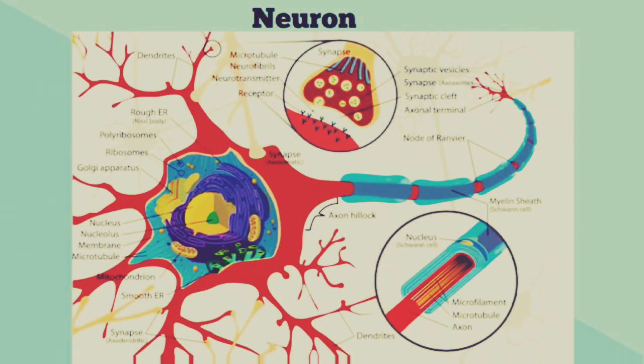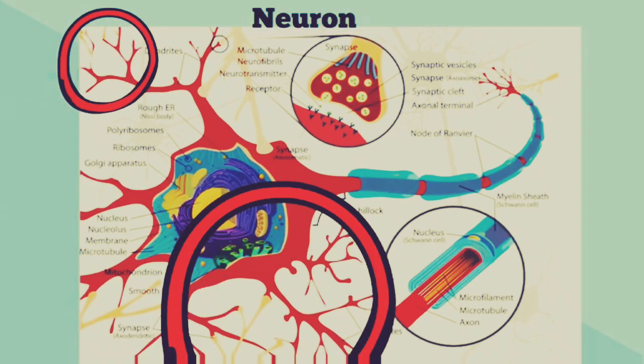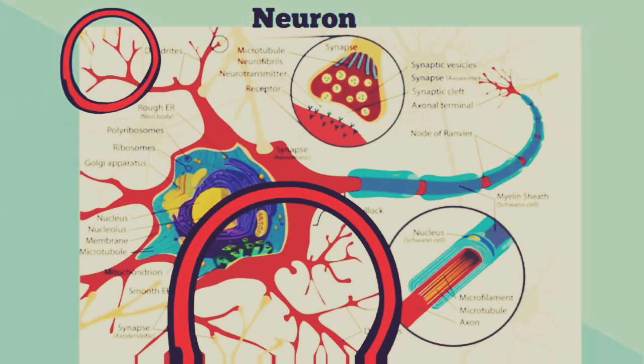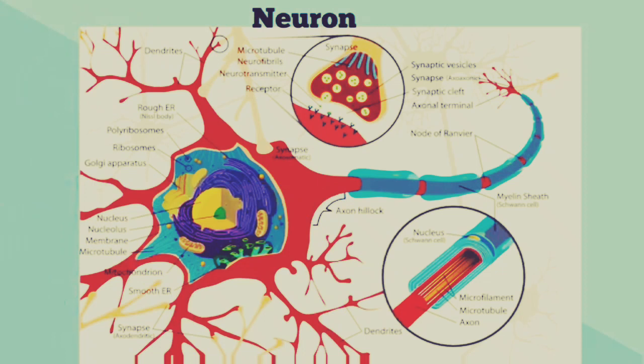A neuron has several parts. First, they have a cell body. The cell body contains the nucleus and other organelles like mitochondria and ribosomes. They also have structures called dendrites, and they look a bit like tree branches. These dendrites receive electrical signals from other neurons.